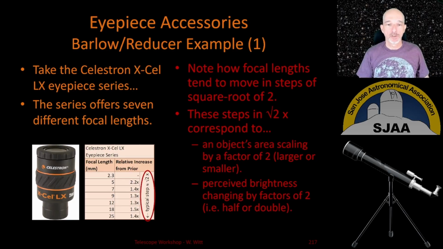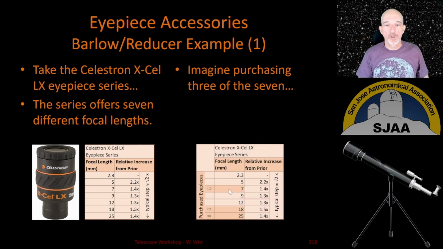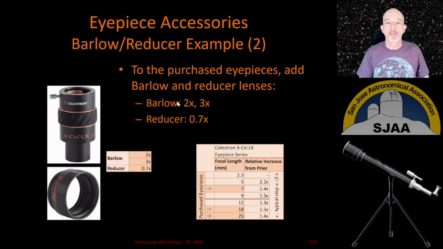Okay, but let's say we go shopping and we buy these eyepieces. We buy a 7, an 18, and a 25. We do not buy the 2.3, 5, 9, and 12. So our shopping basket has these three right here. And we're also going to go shopping for the Barlow lenses. We're going to buy the 2x Barlow, the 3x Barlow, and the 0.7 reducer. So we go crazy here, right? We buy all the parts.